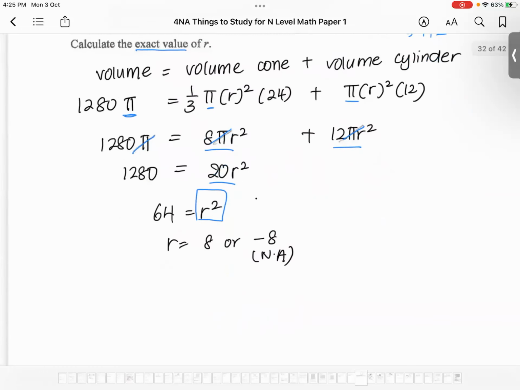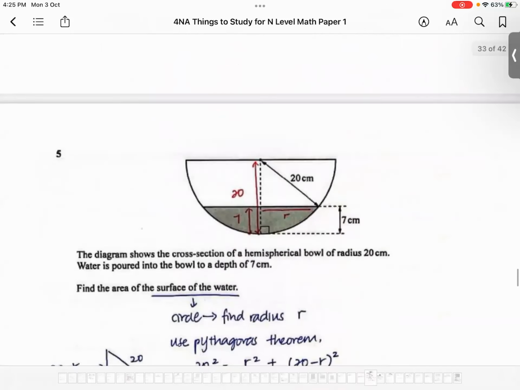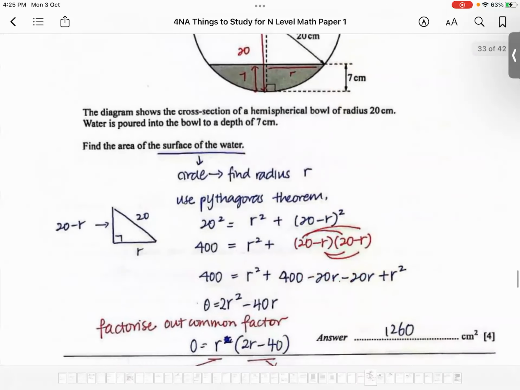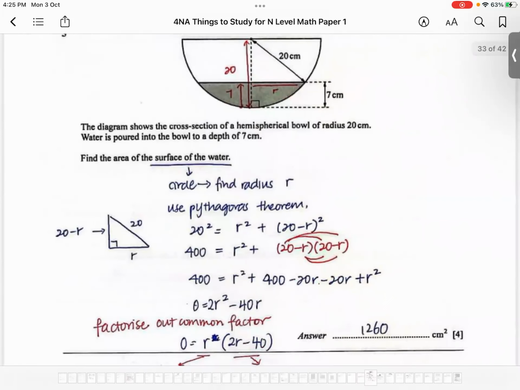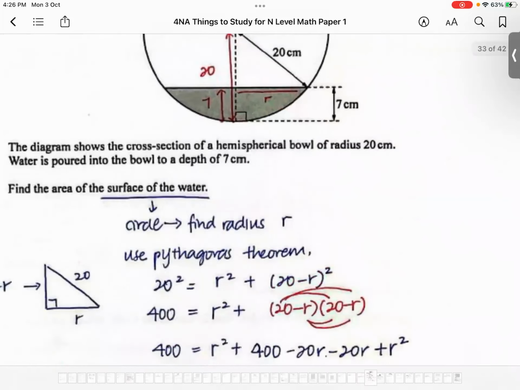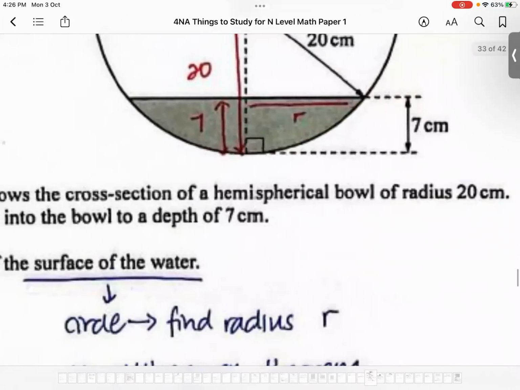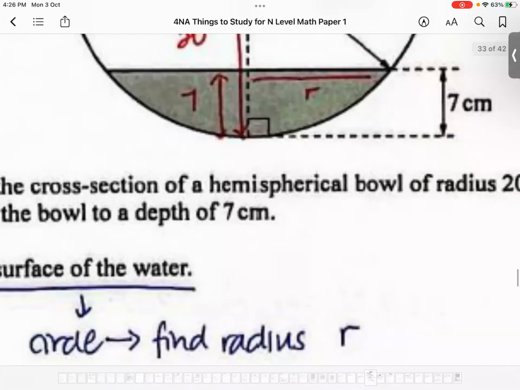Next part. This one is in paper 2. Not very likely, but just in case. This is not a semicircle. This is not an arc. This is a hemisphere. So do not be misled by the question.